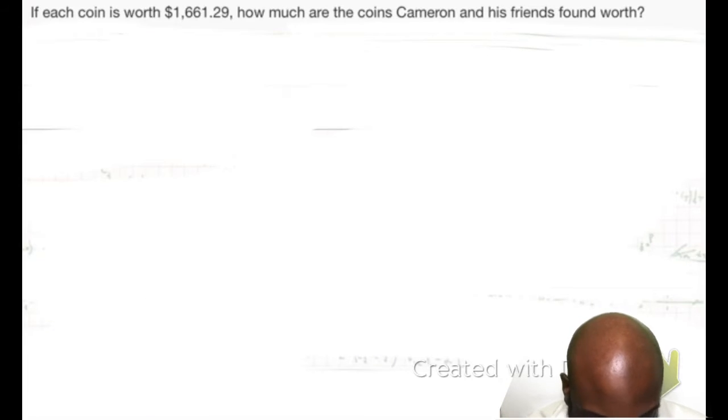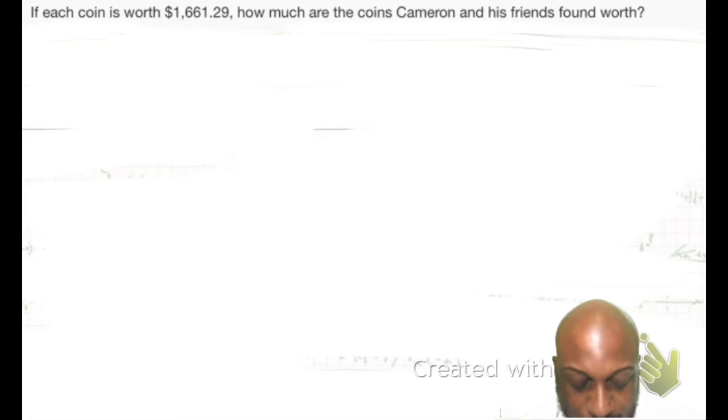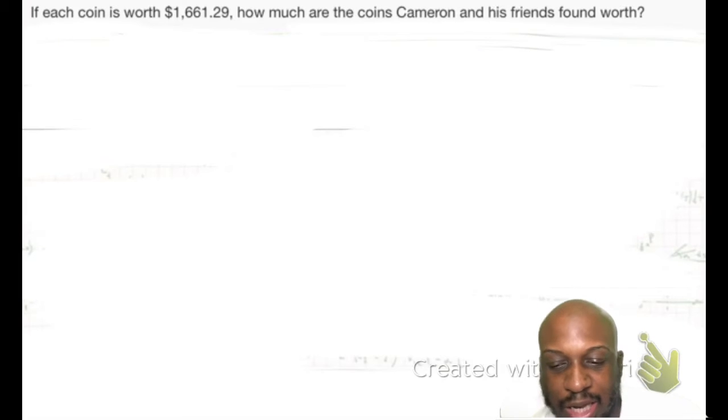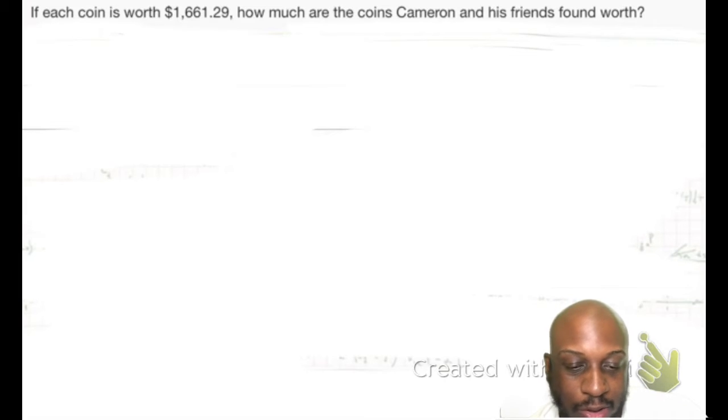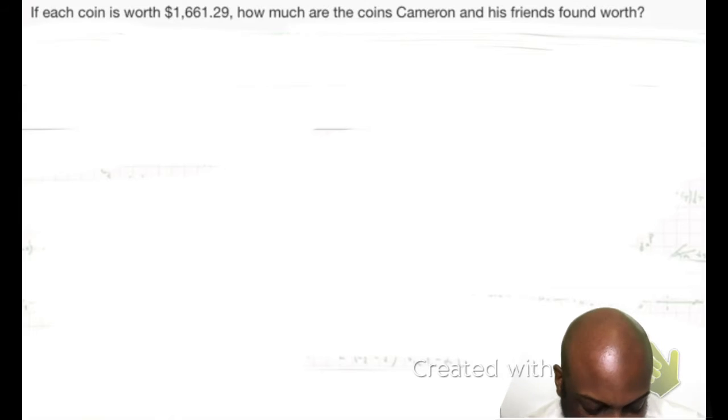Now, it says that each coin is worth $1,661.29. So how much are the coins that Cameron and his friends found worth? If each coin is worth that, then all you have to do is multiply 1,661.29 times 225, because remember, there's 225 coins in the chest. That's not changing anything. This is application, which means that these are word problems.